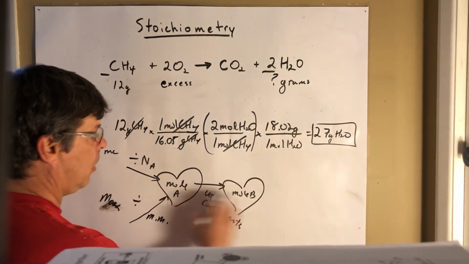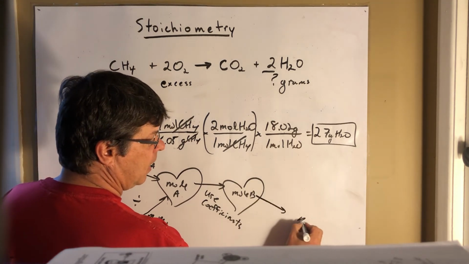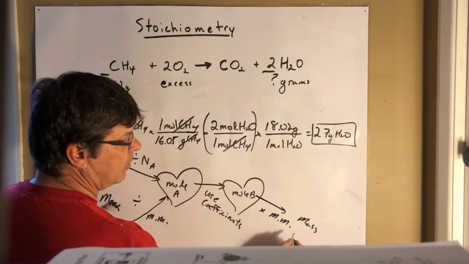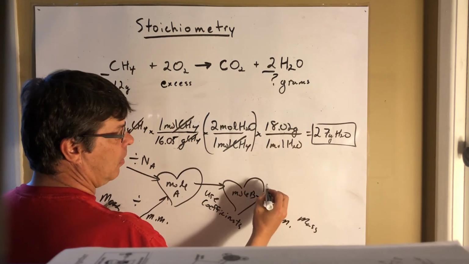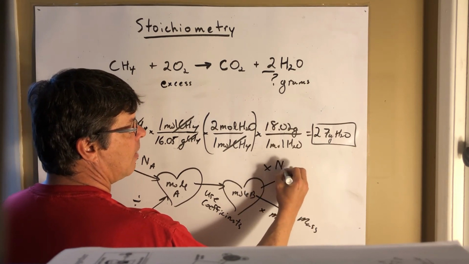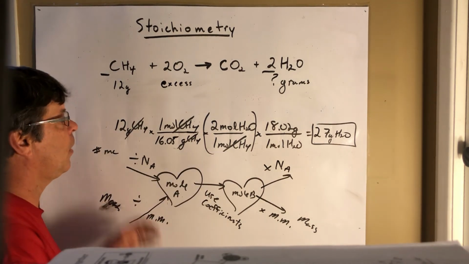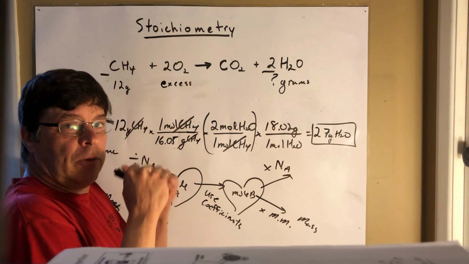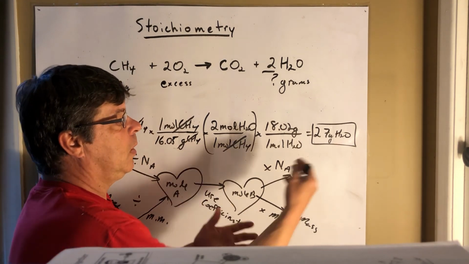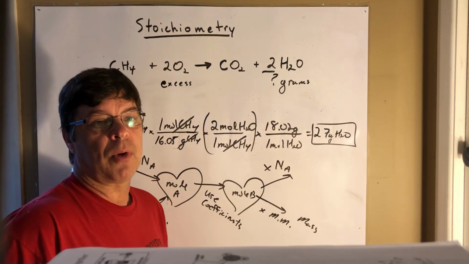Go through that first heart, use the coefficients. And in this case, we wanted to get to the mass of water, so we multiply by the molar mass. If we wanted to figure out the number of molecules of water, we would just simply multiply by Avogadro's number. So that's a nice little flow chart. Just remember, start with what's given, convert to moles, use the mole ratio, and then convert to what you're asked to convert to. So we'll do more of these problems.